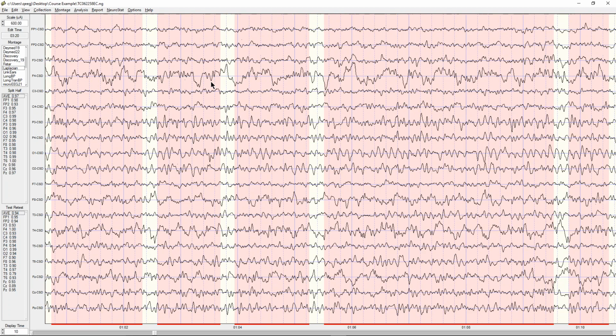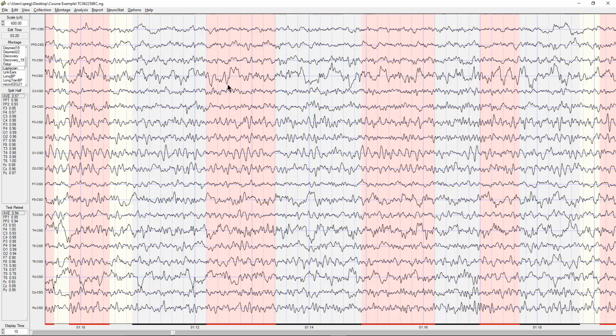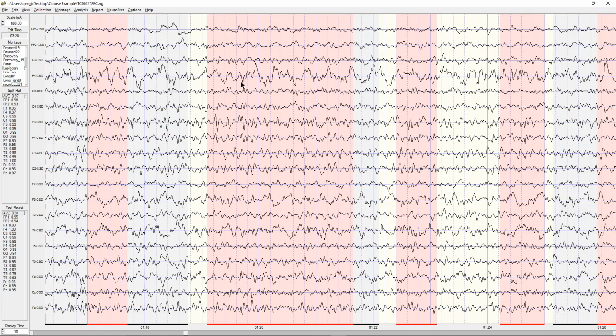And so we've got some pretty abnormal wave patterns at F4. They're not related to eye movement. If this was eye movement, we would see it at F3, we would see it at FP1 and FP2, we would see it at F7 and F8, but we don't. It's just happening right in here.